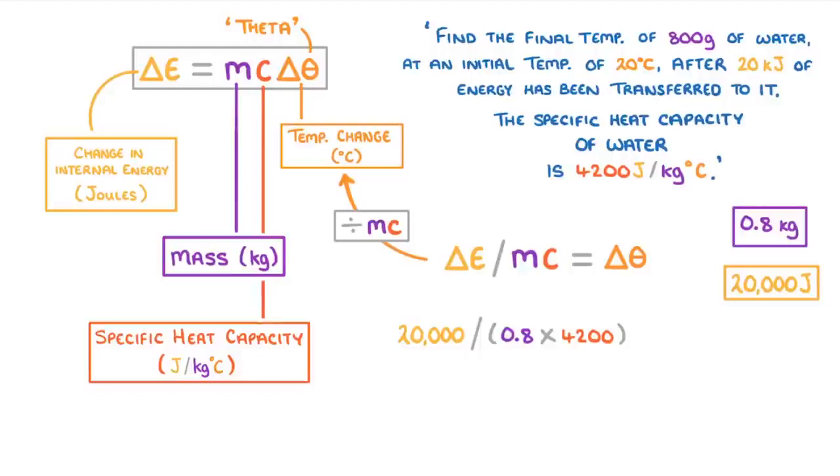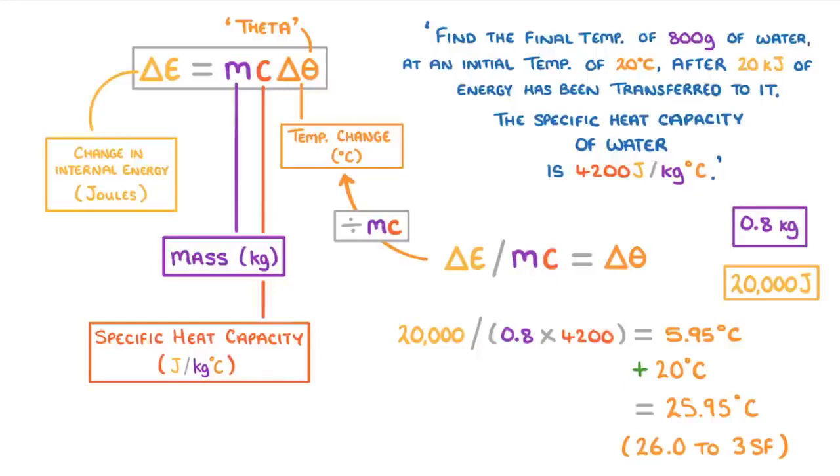So overall, we get a temperature change of 5.95 degrees. And if we add that onto our original 20 degrees, the final temperature would be 25.95 degrees, or 26.0 degrees if we round it to 3 significant figures, which we generally should.